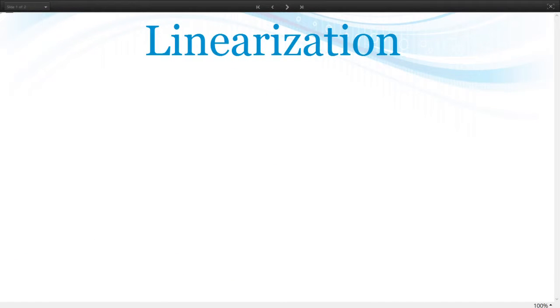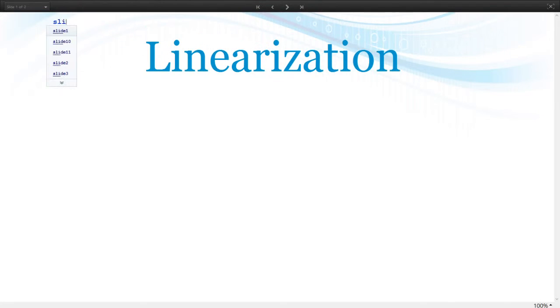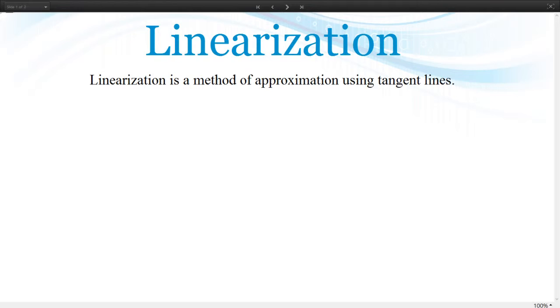Linearization, or linear approximation, is a technique of using the tangent line of a function at a point to find values of a function near that point. The method here is we're going to use our derivative to find a tangent line at a point that's close to the value we want. And then instead of plugging our point into our function and finding a y value, we're going to plug our point into the tangent line and find a y value.